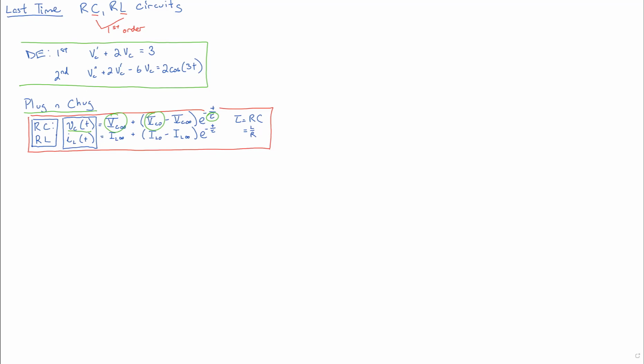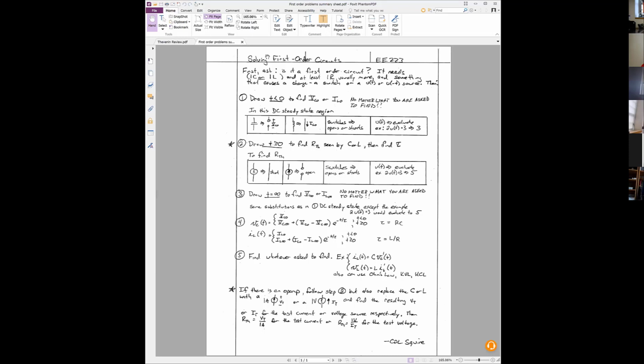And you'll remember from that sheet that I gave you, let me share that. Here we go. So you remember from this sheet that I gave you that there are these 5 steps you do. Number 1 is you draw it for time less than 0, specifically to find that initial condition, VC naught or IL naught. The second step is you draw it for time greater than 0, specifically to find tau. The third step is you draw it at infinity, specifically to find VC of infinity or IL of infinity. The fourth step is you plug it into that pre-made solution that I just wrote. And then the fifth step is to find whatever you're asked to find, which if you're lucky is VC or IL, but if you're not lucky, it's something else like a voltage across a resistor.